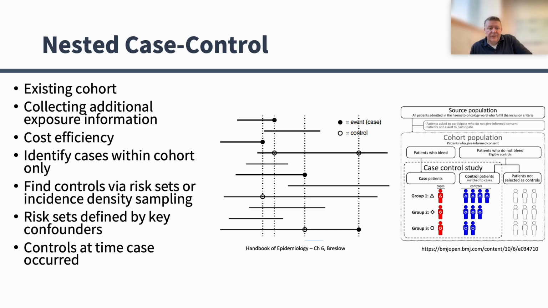What we want to do is collect additional exposure information that we might not necessarily have available at our fingertips. We're doing a nested case control rather than a full cohort study because of cost efficiency. We can't collect exposure on everybody or everything. So we're only identifying the cases within that cohort, not anything outside of it. And then we find controls that are matched to that case, either by having similar characteristics or by having been part of the cohort at the time of the injury happening.